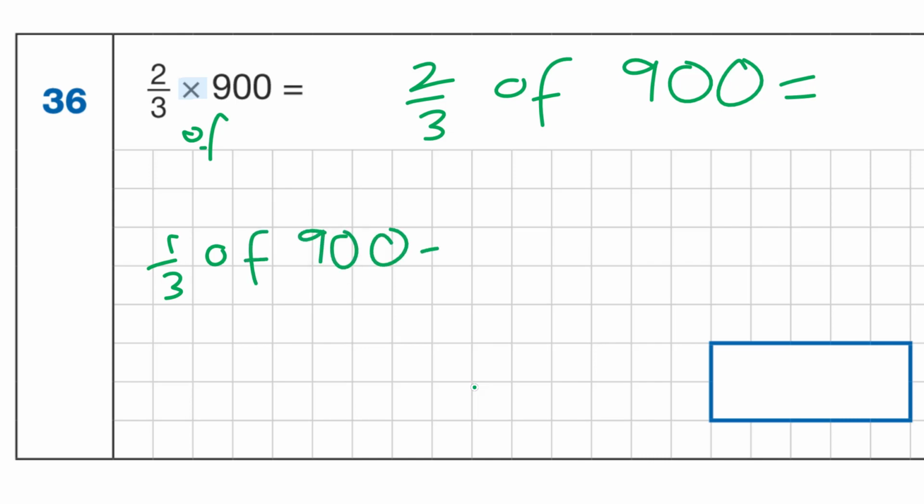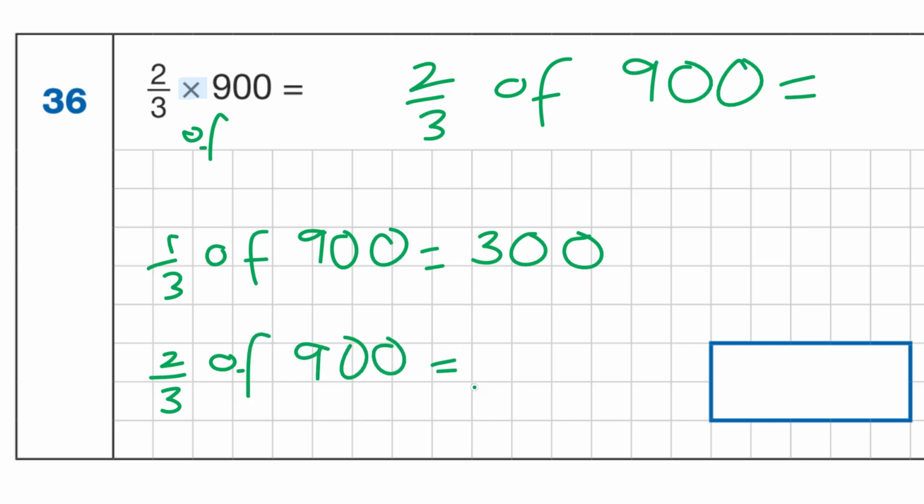You'd actually do this in one step, but I'm just writing it out in 2 steps by dividing it by 3. So 1/3 of 900 is 300, and then 2/3 is, you're then just multiplying the answer of 300 by 2. So if 1/3 of 900 is 300, so you divide it by 3 is 300, times it by 2 is 600.